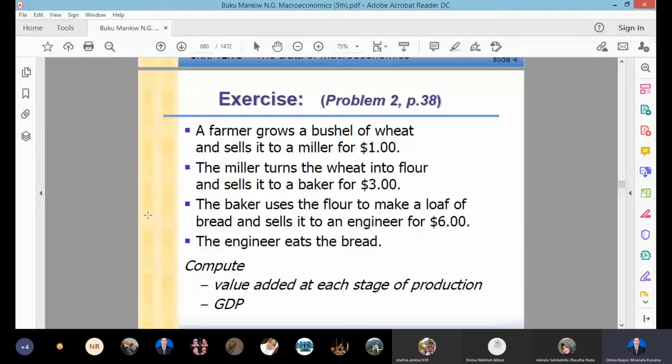Here's the example. Okay, could I appoint Brother Umron? Could you please read this exercise, Brother Umron? Okay, sir.